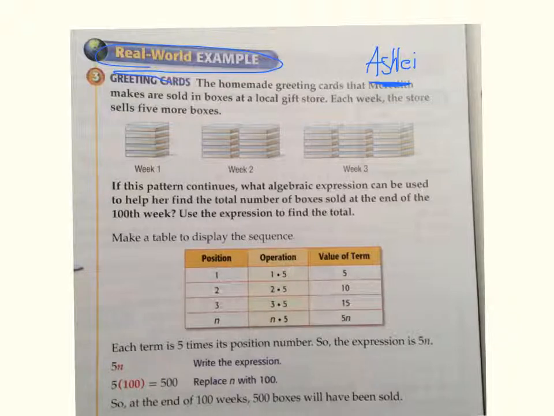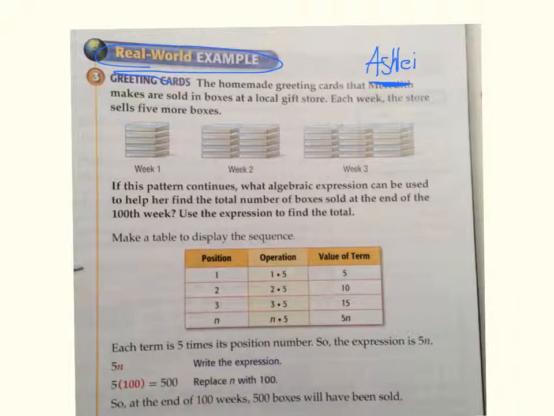Each week, the store sells 5 more boxes, okay? So if this pattern continues, what algebraic expression can be used to help Ashley find the total number of boxes sold at the end of the 100th week, okay? So use the expression to find the total. So if I look right here, the first week, she has the first week times 5. The value is 5. The second week, the value is 10. The third week, the value is 15. Each week, she sells 5 more boxes, okay?